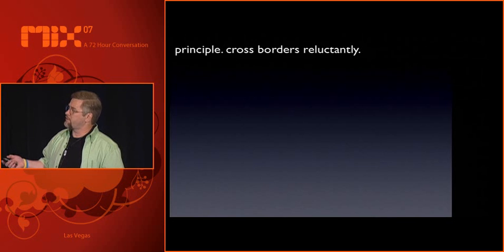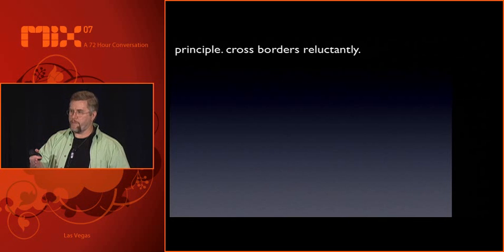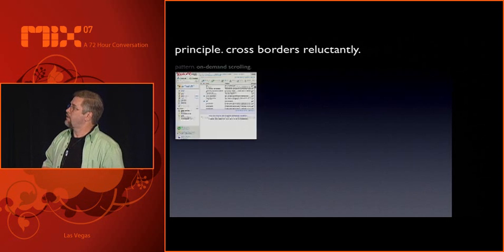So the next principle that goes along with this whole thing of interaction is about crossing borders reluctantly. And this is really about the page boundary. You have to think about it that way: if you put a page boundary in place, that's a place where users could bail out and decide not to continue in the product.